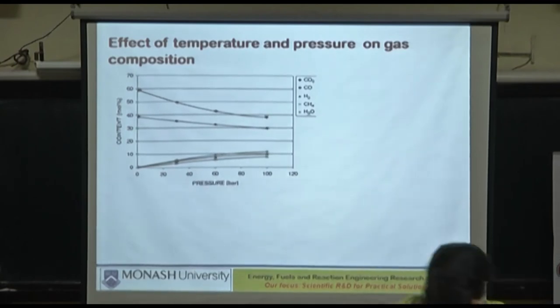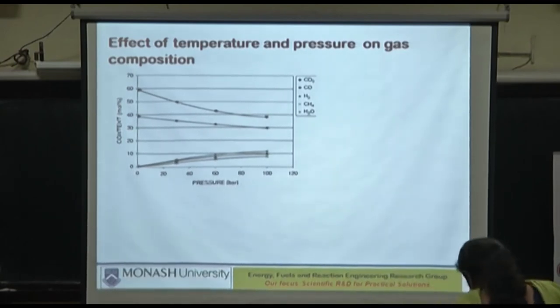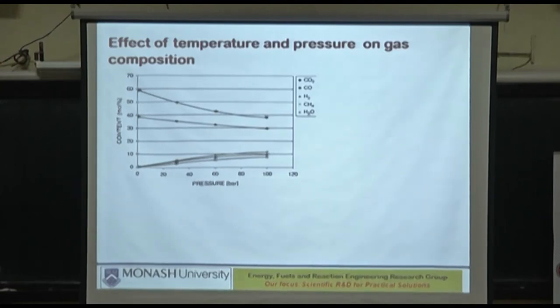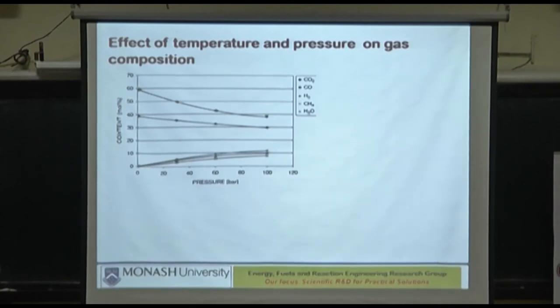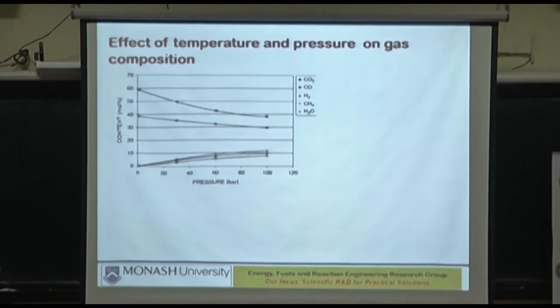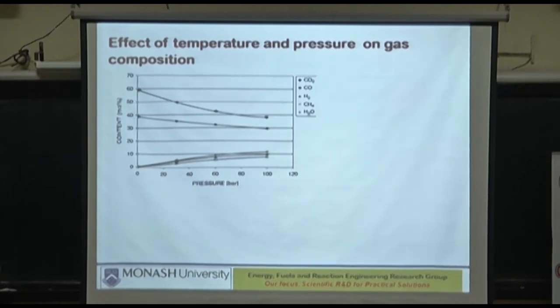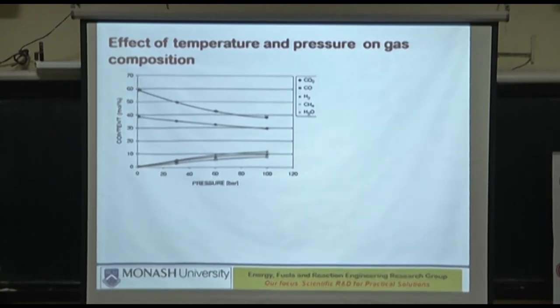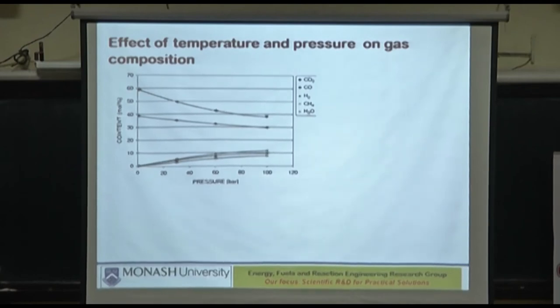So the point that we made is that if you increase pressure, then certain components do increase: methane and water vapor, and to some extent CO2 as well. But the other components do decrease, particularly carbon monoxide and hydrogen. So it really depends on your overall objective, what you want. If you don't want a lot of methane, then obviously you will not go towards high pressure at all.